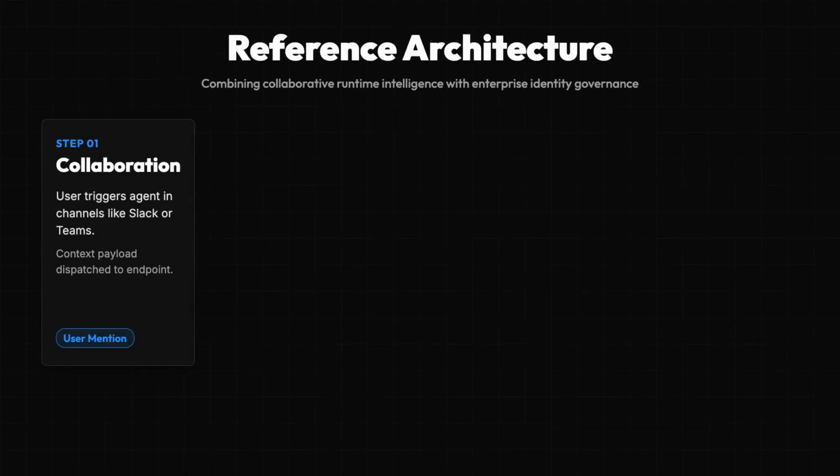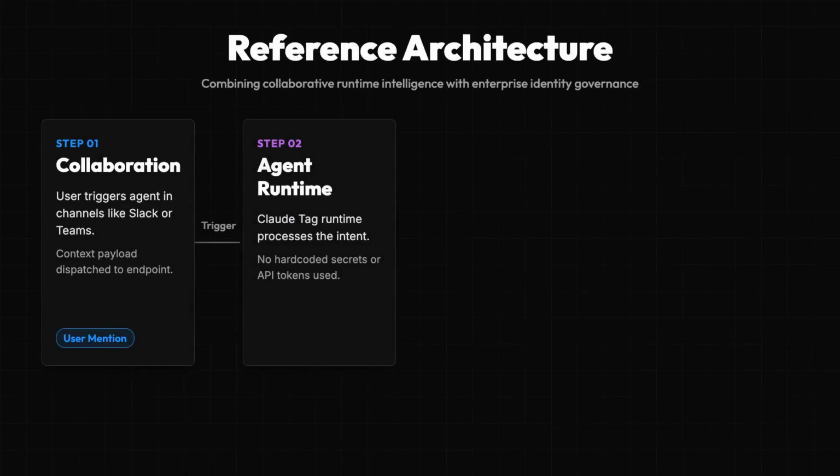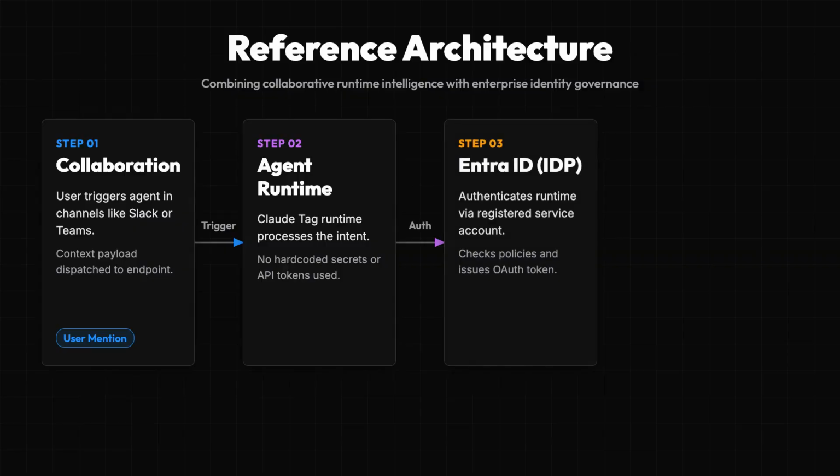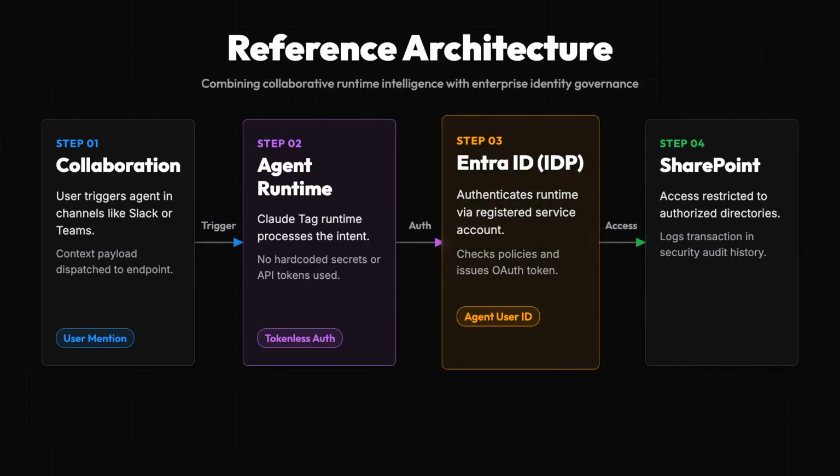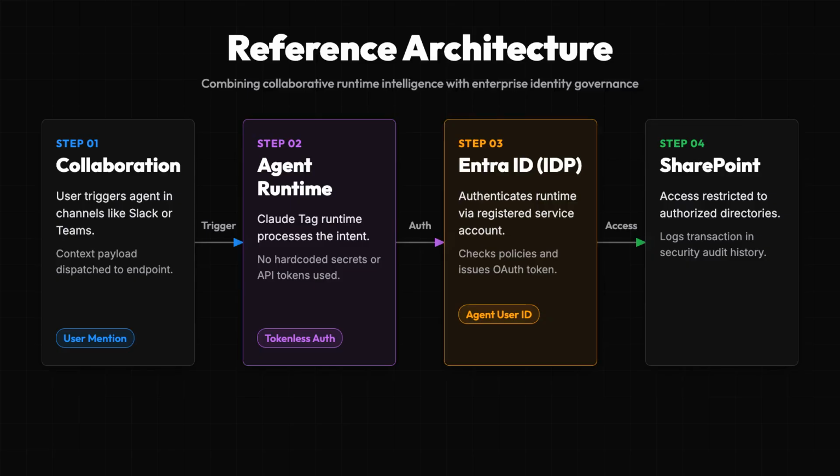How do these technologies work together in practice? This reference architecture shows how a collaborative runtime like Claude Tag integrates with an enterprise identity provider like Microsoft Entra. When a team requests Claude Tag to perform a task that requires enterprise data, such as pulling a report from a SharePoint directory, the Claude Tag runtime does not use a hard-coded API token. Instead, it authenticates against Microsoft Entra ID using its registered service account credentials.